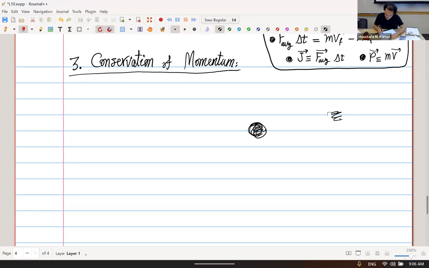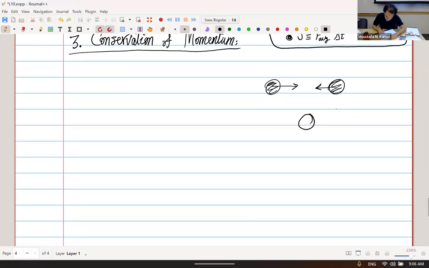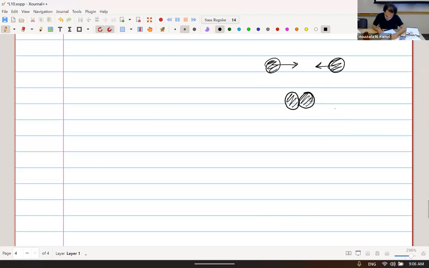Let me put them on a line to be easier. These two objects are coming towards one another. They come in contact and then they leave again. Okay. Let's call this 1 and this 2.